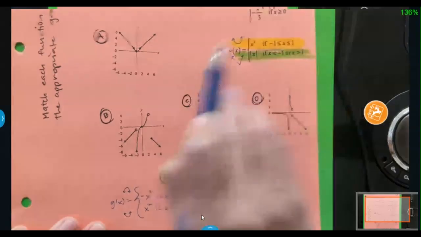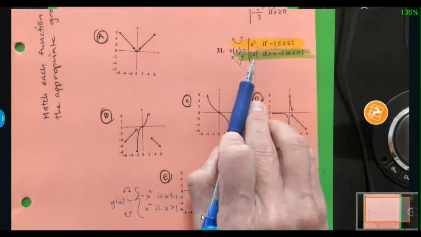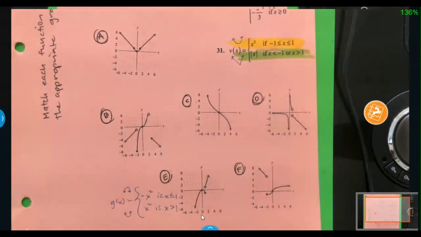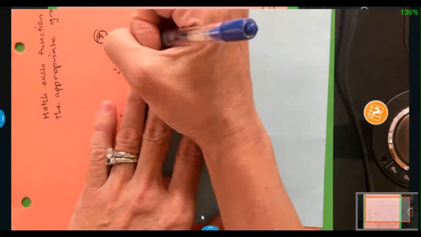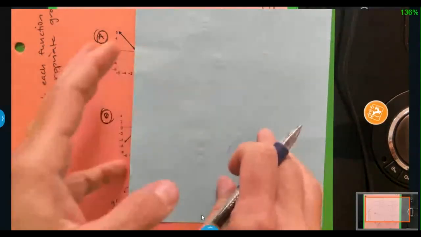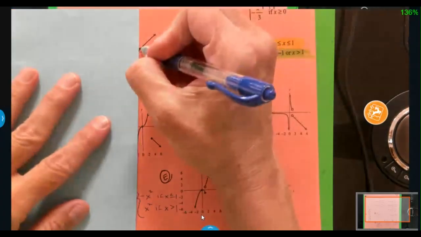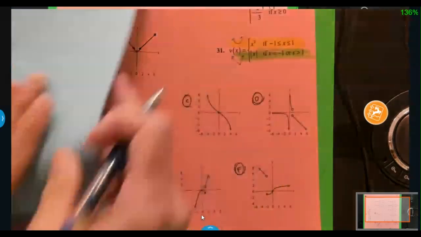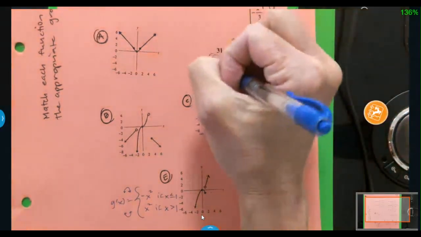It says if x is less than 1, it's going to do the absolute value thing, or if x is greater than 1. Well, less than 1. Does this look like what an absolute value graph would do? Yes, it does, because remember, it goes out straight. And then to the right of 1, this also looks like what an absolute value graph would do. So the answer to, which one is that? 30, 31? 31 is A.